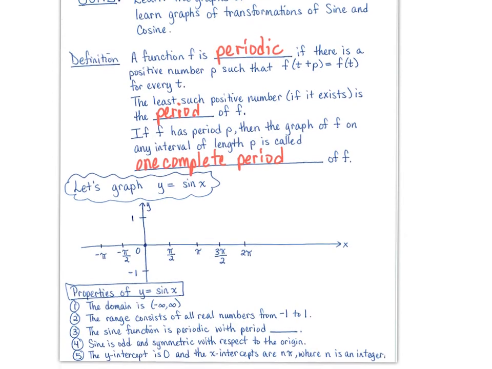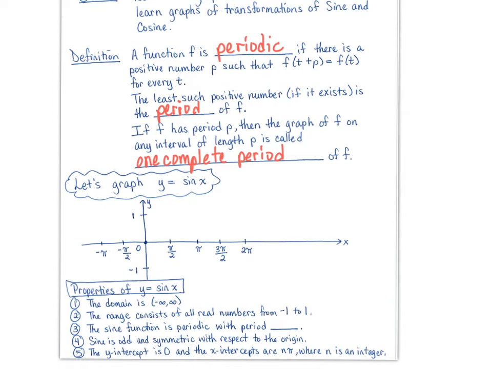So now let's graph y equals sine of x. What is sine of 0? 0. What's sine of pi halves? 1. Good. What is sine of pi? 0. What is sine of 3 pi over 2? Negative 1. Good. What is sine of 2 pi? 0. Good. So you connect it all. That's your graph.